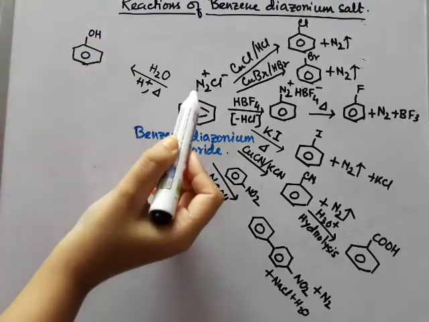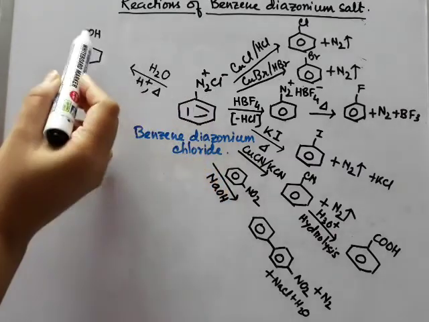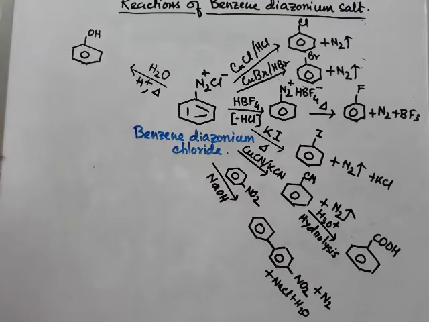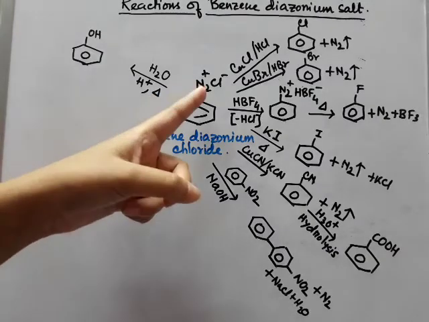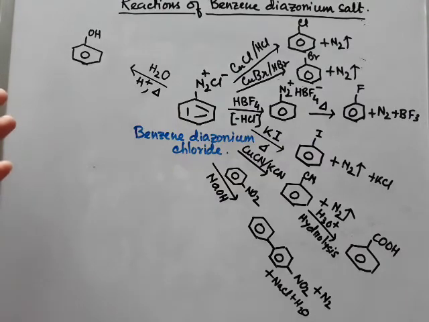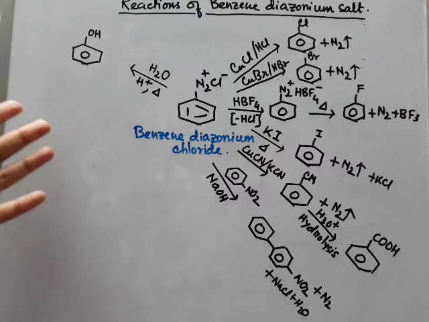That means here this N2+ Cl- group is replaced by OH group, or hydroxyl group. Actually, this is an aromatic SN1 reaction. At very high temperature, benzene diazonium cation gets stabilized, so it is decomposed quickly to liberate N2 gas, that means nitrogen gas, and hereby produces phenyl cation, which is very unstable and readily reacts with water to form phenol.